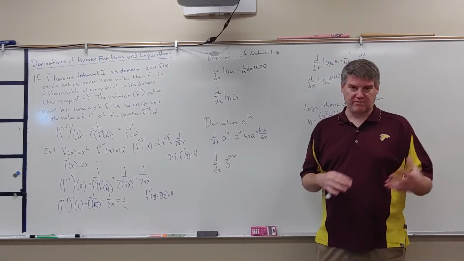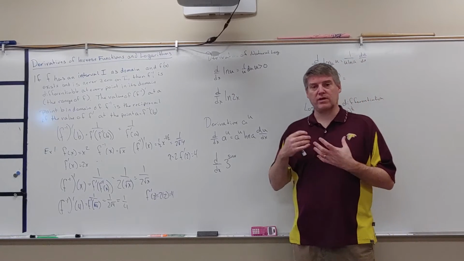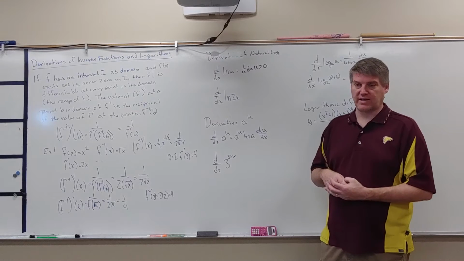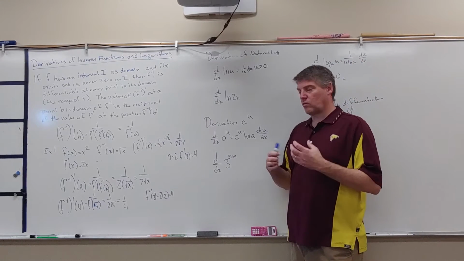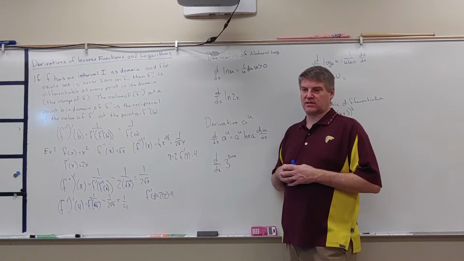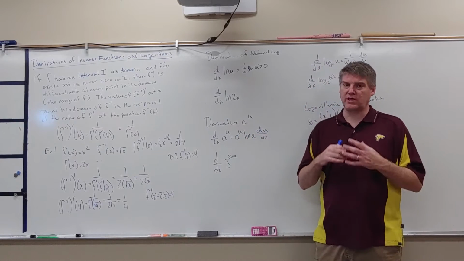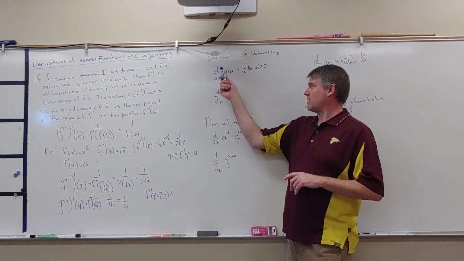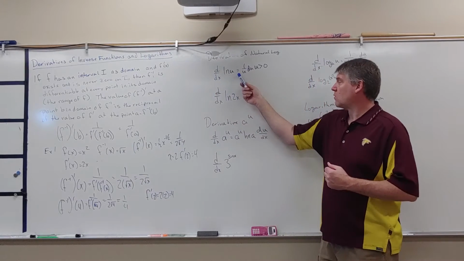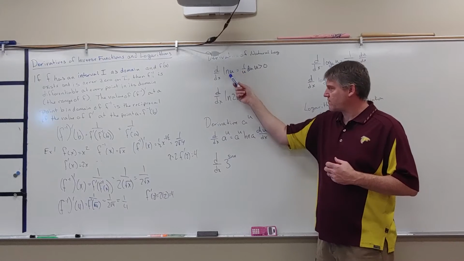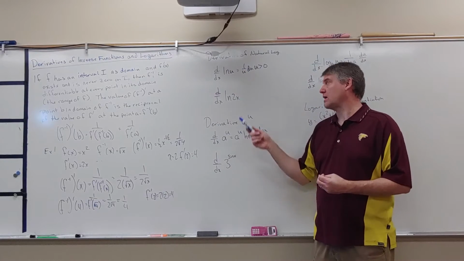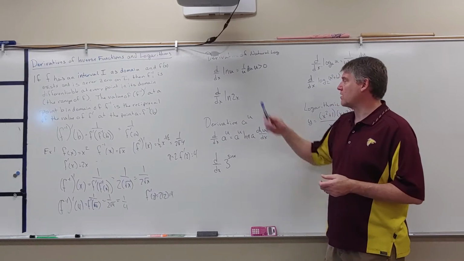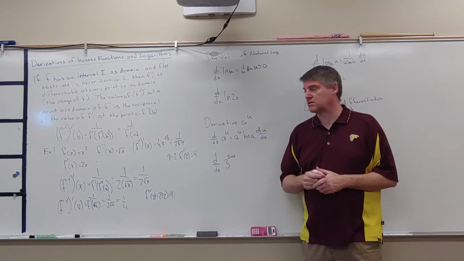Derivatives of natural log. We did the derivative of e to the x, or e to the u. e to the u is e to the u times du dx. One of the things I want you to understand is that the chain rule is really, really important. So here I have the derivative of natural log of u. Well, that equals 1 over u, whatever's inside the natural log, times the derivative of the inside piece, that u. Okay, notice u will be in terms of x, all right?